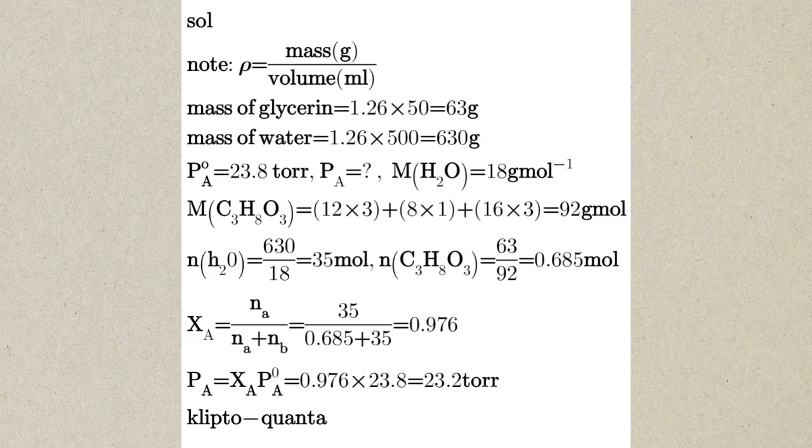The mole of water would be equal to the mass over molar mass, which would be equal to 35 mole, and the mole of glycerin will be equal to the mass over molar mass, which would be equal to 0.685 mole. From there, the mole fraction of A would be equal to 0.976. So we can find our partial pressure, which would be equal to X_A times P naught A, and that will give us 23.2 torr.